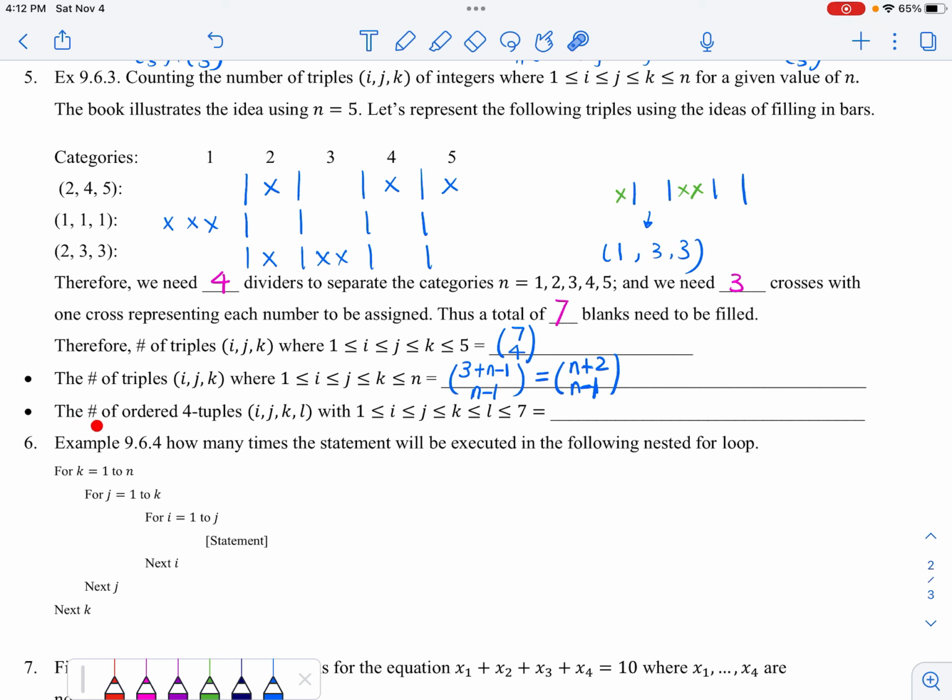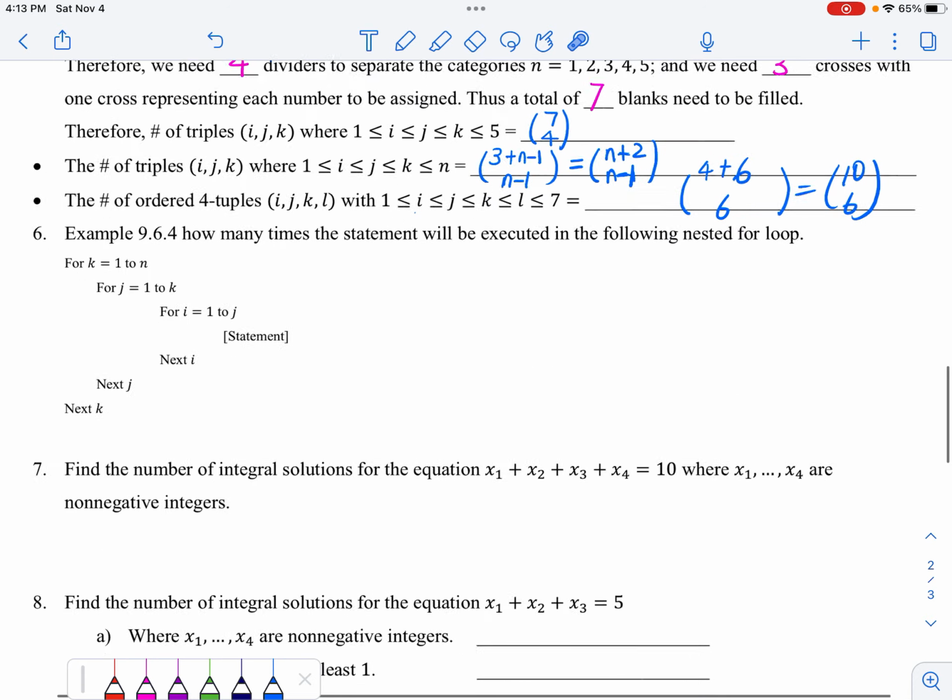Now what if we want to find the number of ordered 4-tuples, where they are all less than or equal to 7, and they have to satisfy these requirements: i less than or equal to j, less than or equal to k, less than or equal to l. In this case, how many categories do we have? We have 7 categories, but we need 7 minus 1 dividers, which is 6 dividers. And since we have 4-tuples, we need 4 crosses. So 4 plus the number of dividers, which is 6, gives 10. Choose 6. Therefore the answer to this question will be 10 choose 6.